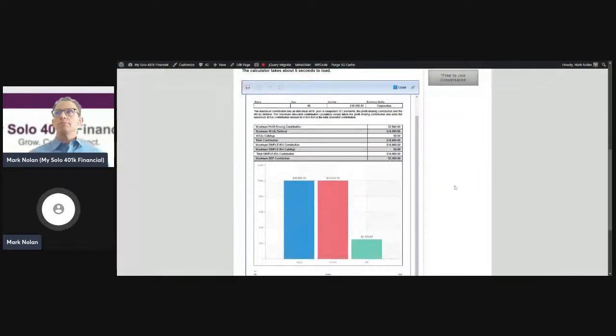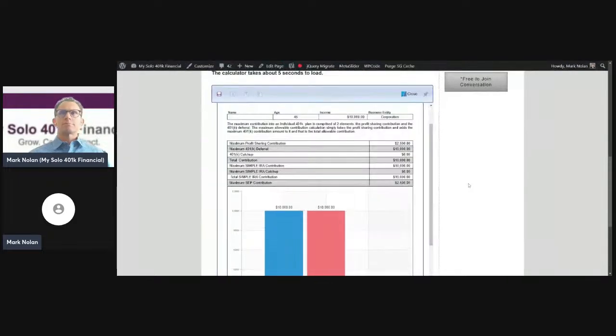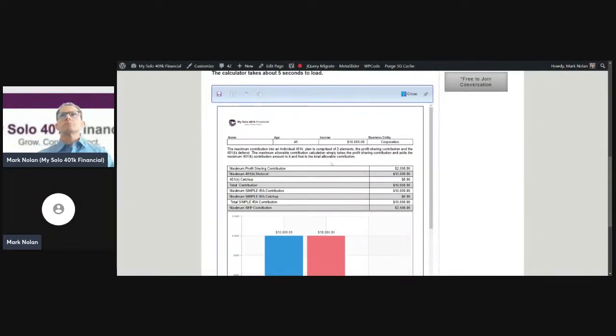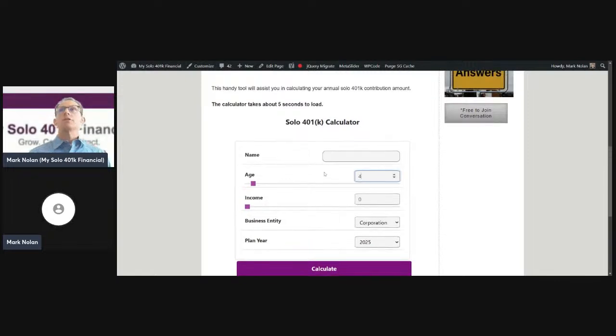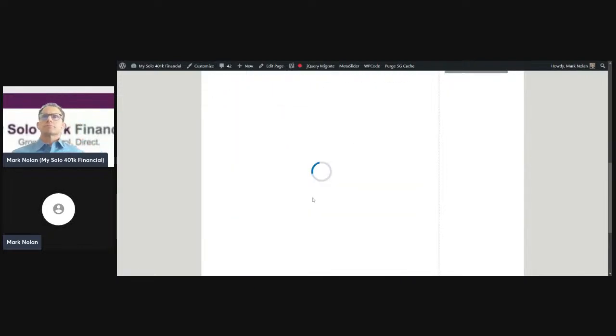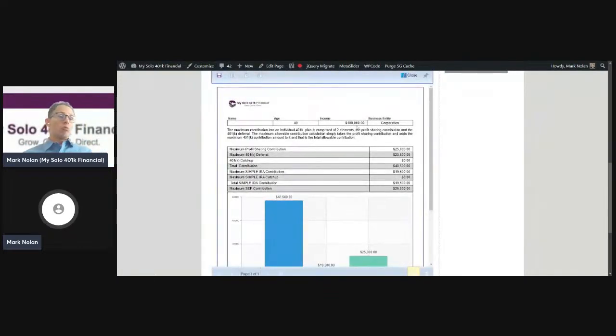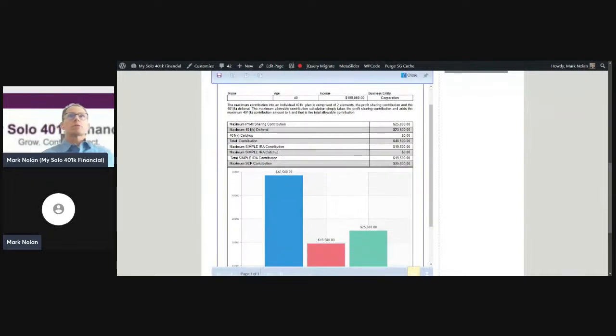What? I plugged in 10,000. I need to plug in 100,000. Let me plug this in again here. So, age 40. Income is 100,000. Corporation, calculate. Okay, based on $100,000, you're going to be able to do an employer Roth solo 401k contribution of $25,000.